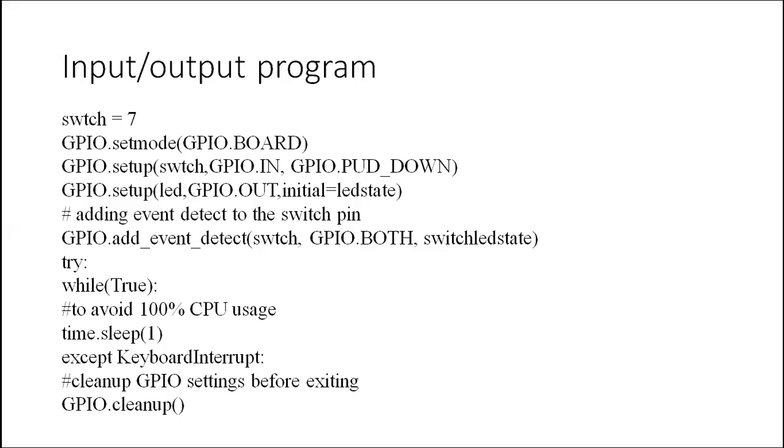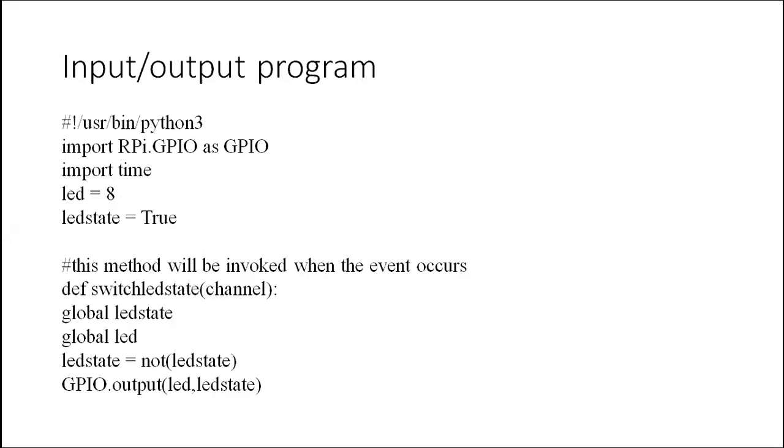And both the edges we are considering, the event will be triggered either on the falling edge or the rising edge. Now, when the event is occurring, what action should we do? That is given in the function switch LED state. We wrote the switch LED state function in a previous slide. You can see in the previous slide that switch LED state is a function.